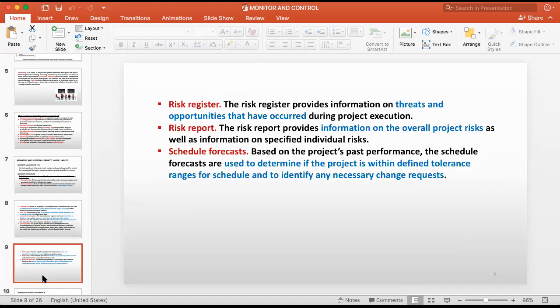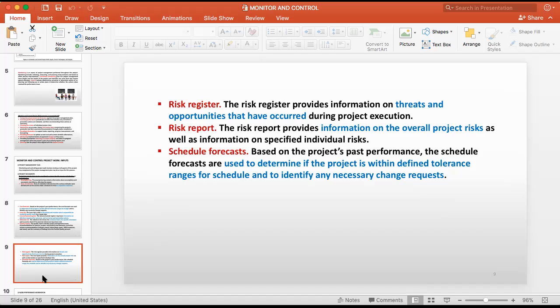Then the risk register. The risk register provides information on threats and opportunities that have occurred during project execution. So all these things are important to carry out the work. Risk report. The risk report also gives some information on the overall project risk, and the information gives some detail involved.